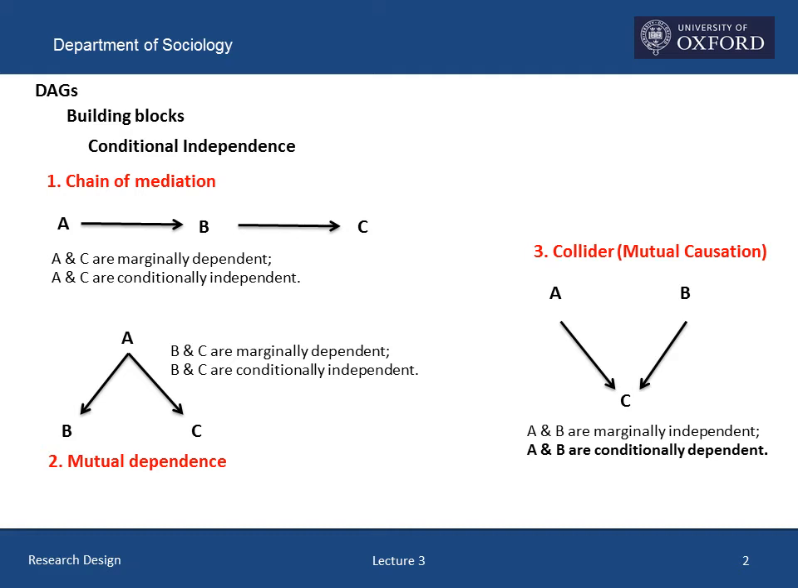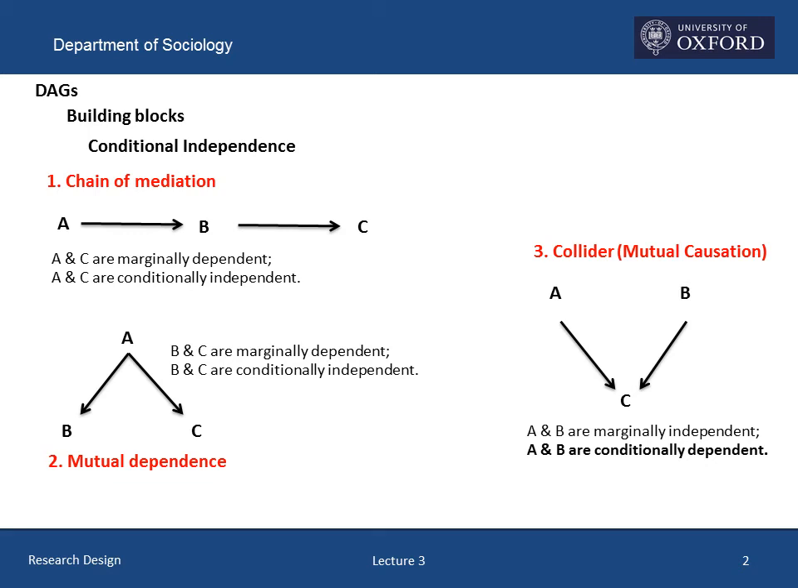Panel 1 represents a chain of mediation. A is a direct cause of B, and B is a direct cause of C. This system has the following implications. Firstly, A and C are marginally dependent. This means that if we ignored or weren't aware of B, we would observe that A and C are associated. Secondly, A and C are conditionally independent given B. This means that if we control for B, then within each level of B, A and C are not associated. In other words, they're independent. We can see that from the absence of a directed line segment going directly from A to C.